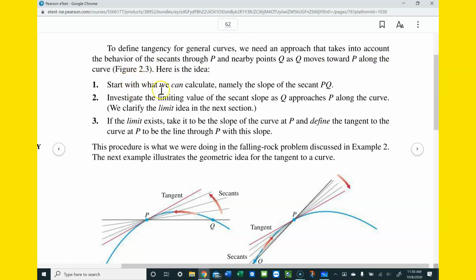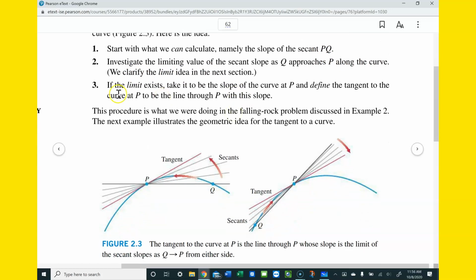Here's the idea. Start with what we can calculate, namely the slope of the secant, PQ. So that's the line that passes through point P and point Q on a curve. Investigate the limiting value of the secant slope as Q approaches P. So in other words, we're bringing Q closer and closer and closer to P along the curve. We clarify the limit idea in the next section. If the limit exists, take it to be the slope of the curve at P and define the tangent to the curve at P to be the line through P with this slope. So in other words, we have brought Q to P and have made ourselves a tangent.